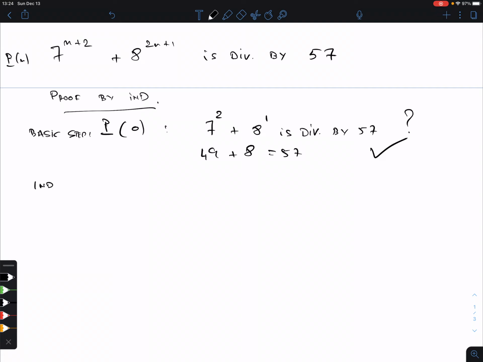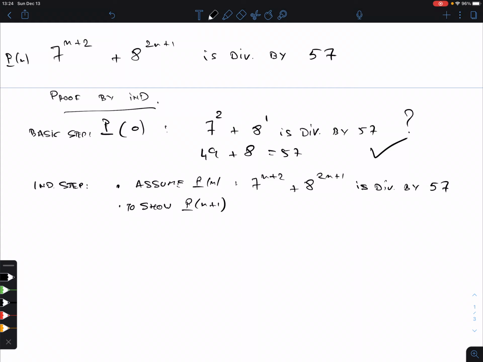Now the induction step. So in the induction step, there are two things. We assume Pn, and we show Pn plus 1. That's the task that we have to do. So Pn is a statement. I'll write it up one more time: 7^(n+2) plus 8^(2n+1) is divisible by 57.